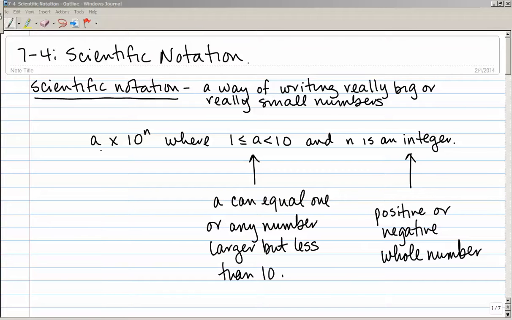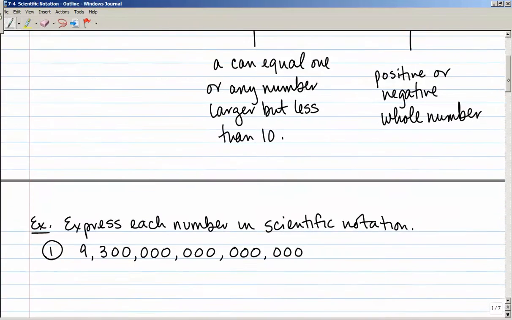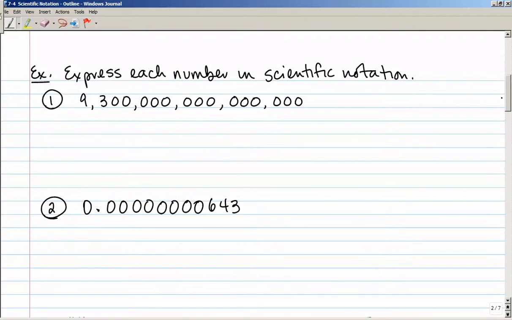So the form for this is a times 10 raised to the power of n, where a is a number that's greater than or equal to 1 and less than 10, and n is an integer. Another thing to notice is we use an x for the multiplication. So a is going to be any number that's 1 or bigger than 1, and it has to be less than 10, and n is any positive or negative whole number.